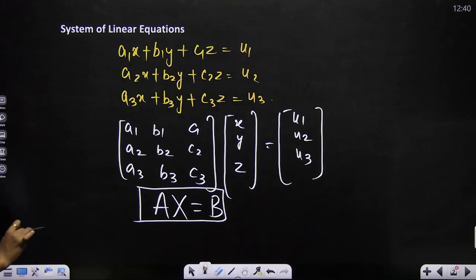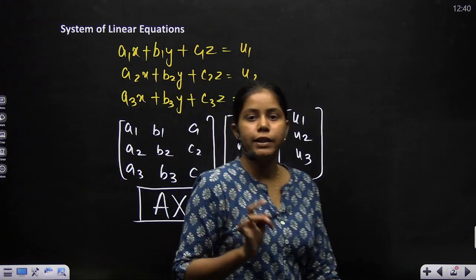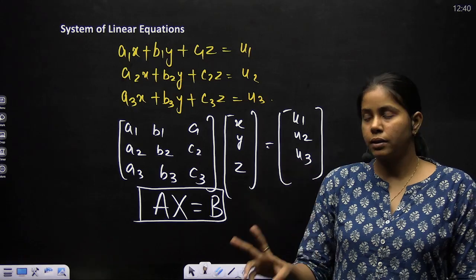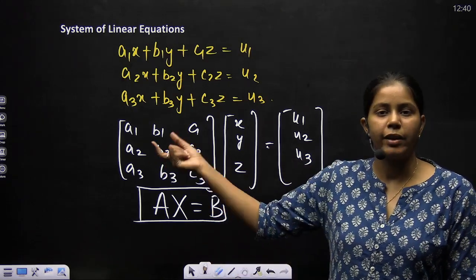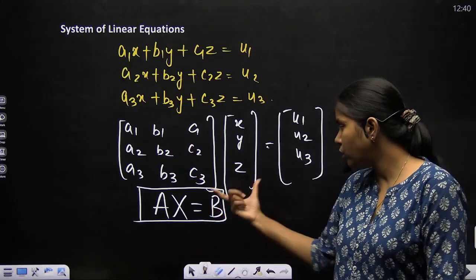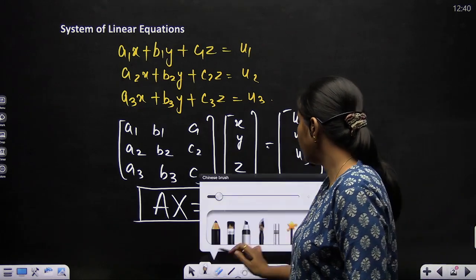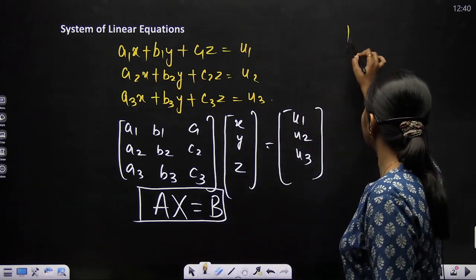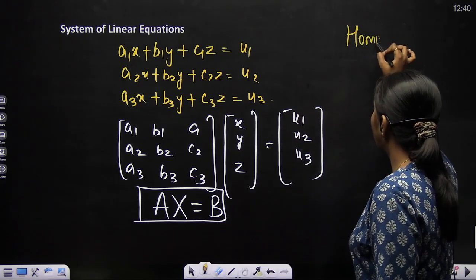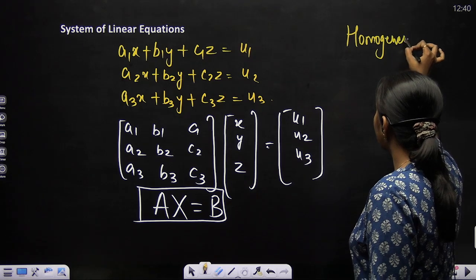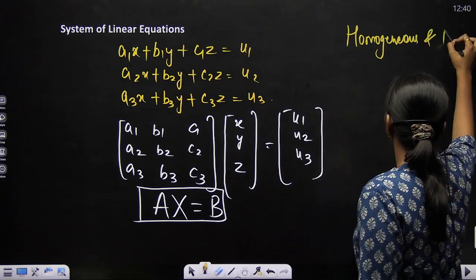Like at the start, we have said that we have 2 types of system of linear equations. One is homogeneous and another one is non-homogeneous.